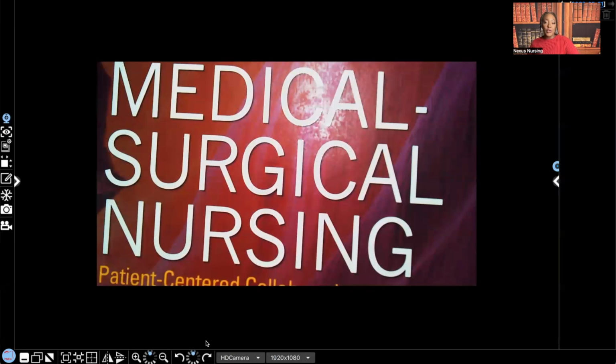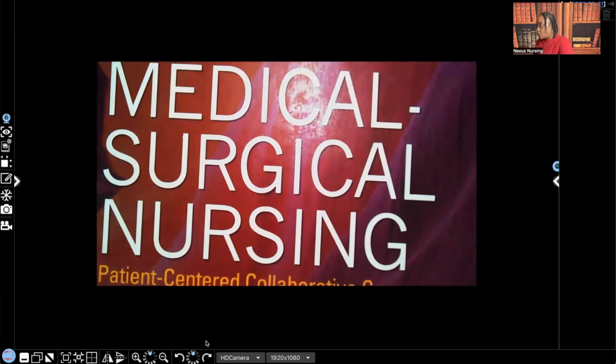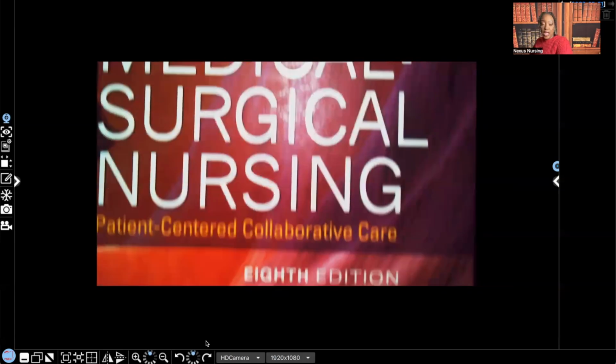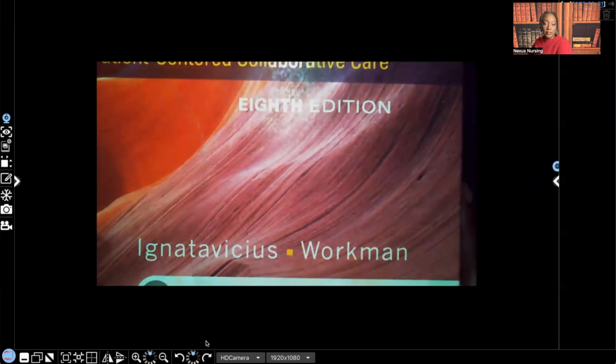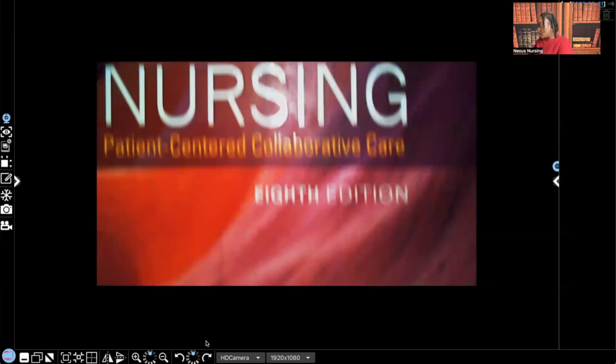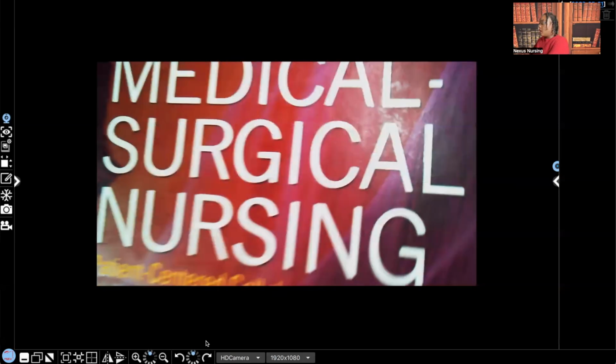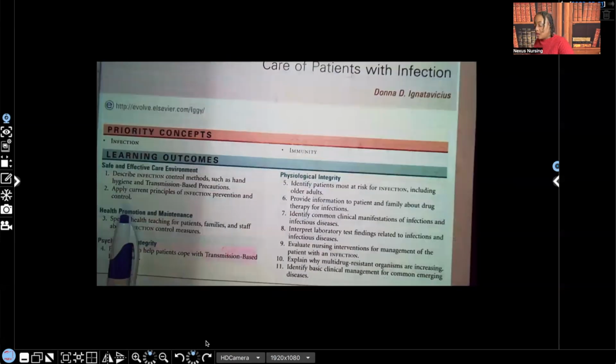I know you always ask in the comments what book I'm using, and depending on what I'm teaching about, I use several resources. But for infection, I'm using this book, Medical Surgical Nursing Patient-Centered Collaborative Care, 8th edition. And this is the author, if you want to get that book on Amazon or wherever. So again, part 1, infection.